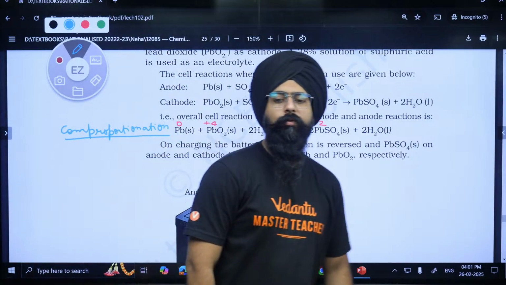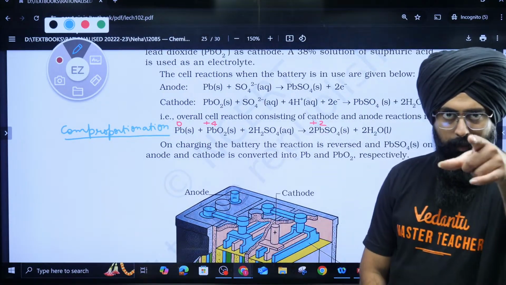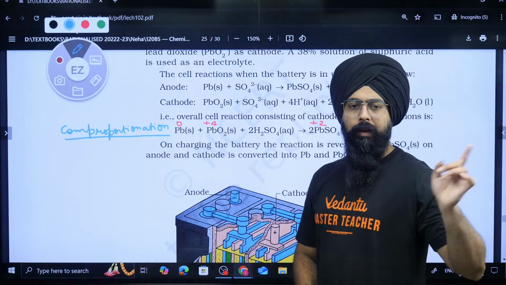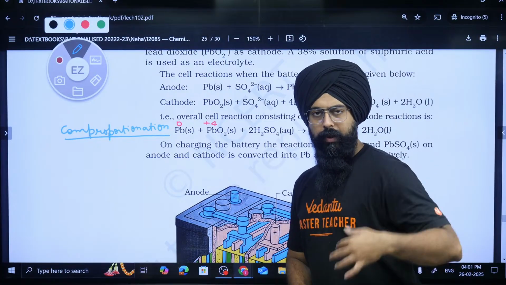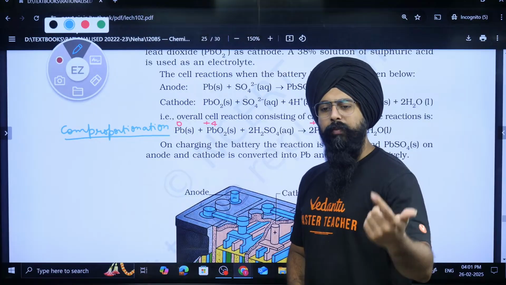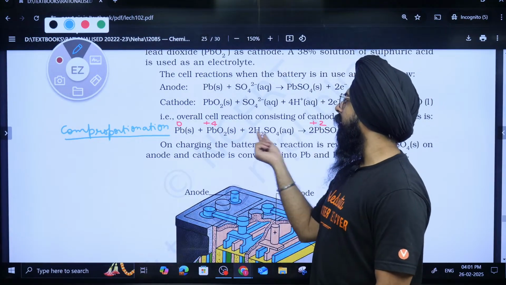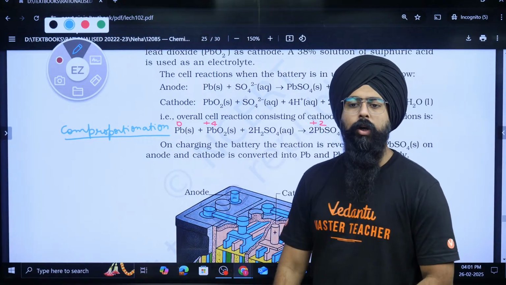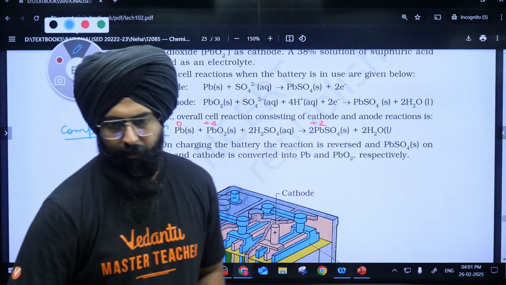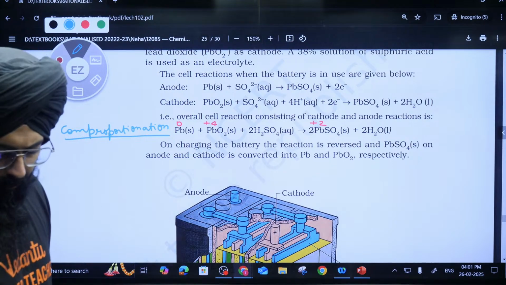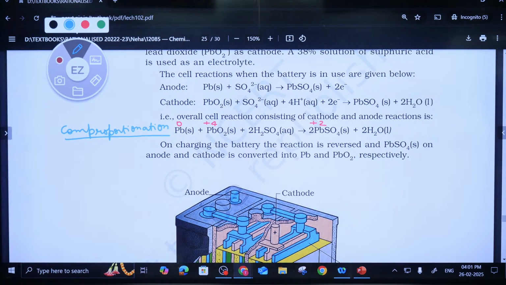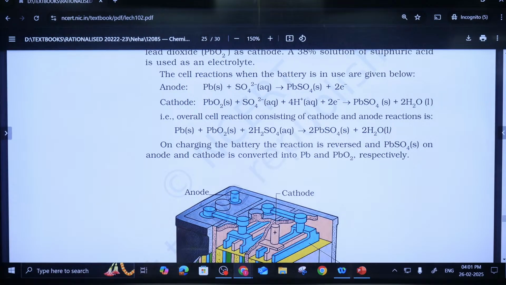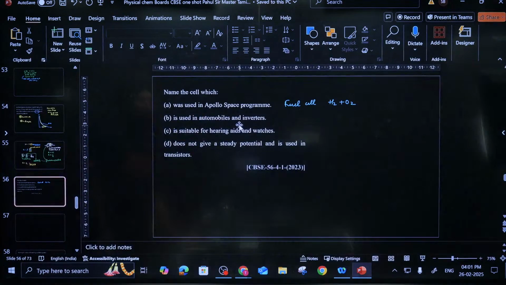This is the opposite of a disproportionation reaction. Remember, we studied what is disproportionation in the Cannizzaro reaction. When we were doing organic chemistry, we studied the Cannizzaro reaction, and that was supposed to be a disproportionation reaction. When one thing gets oxidized and reduced at the same time, that is called disproportionation. The opposite of that is known as comproportionation. So this is a comproportionation reaction. So a lead acid battery is used in automobiles and inverters.